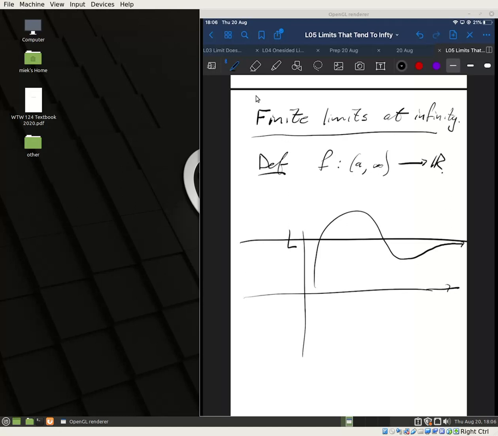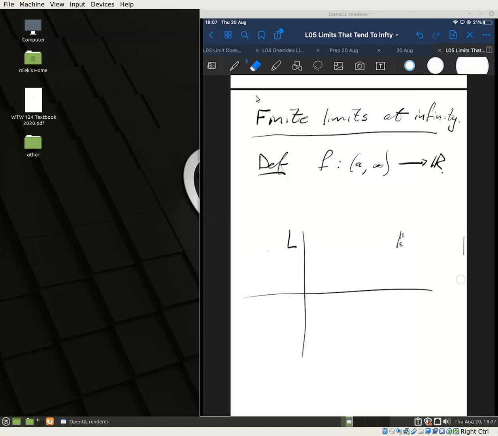So the idea here is, for any epsilon, if you look at this interval centered at L of radius epsilon, you should be able to find some point so that beyond that point the function values all lie within this epsilon strip. So that is the idea.